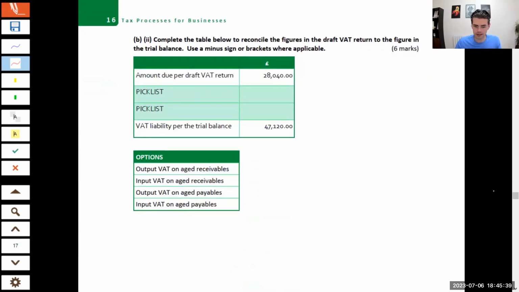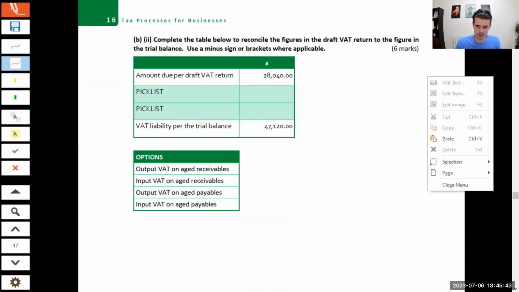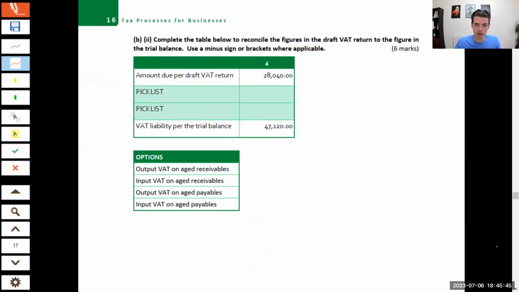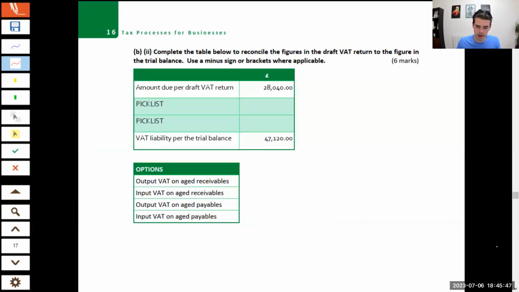And what we can do is the last little bit, which, to be fair, we've already done, but we will just reiterate it, is it says complete the table below to reconcile the figures in the draft VAT return.